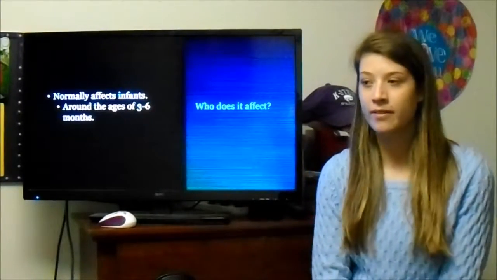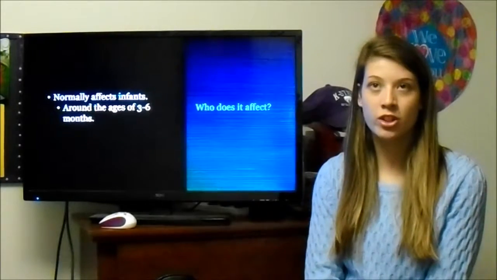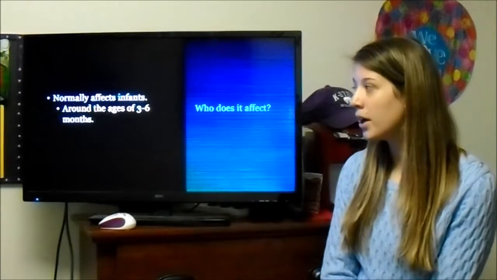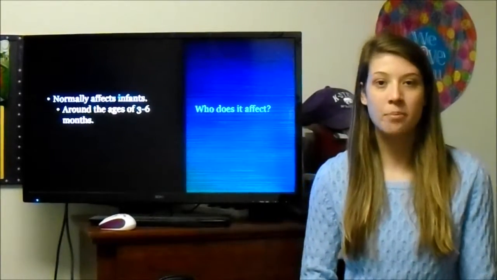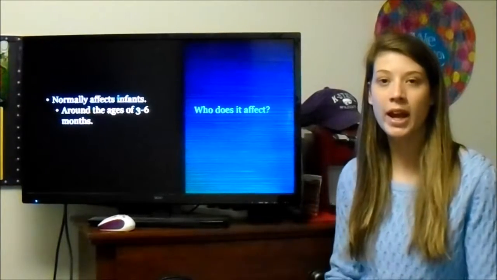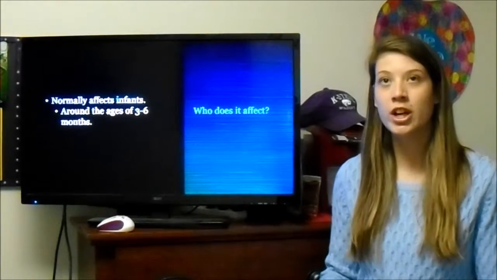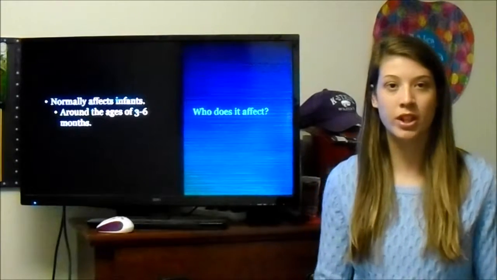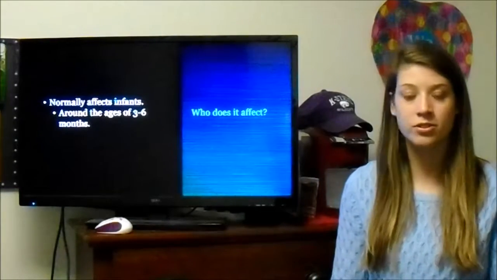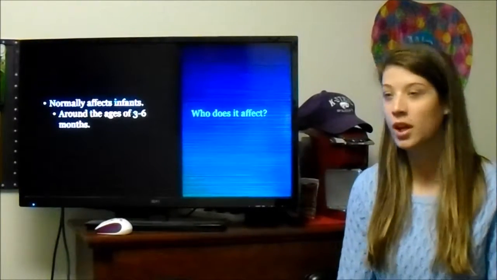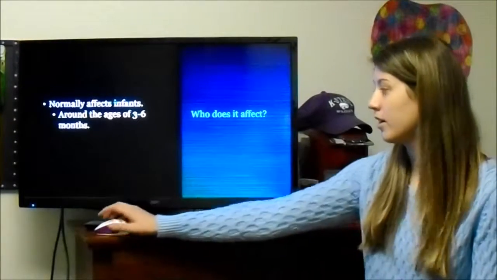Tay Sachs is a disease that normally affects infants around the age of 3 to 6 months, but it can happen to anyone who has 100% of the genes. It just takes time for it to come on, so it can occur at any time in their life. Like I said, there are 3 different types, but it is most common in infants.